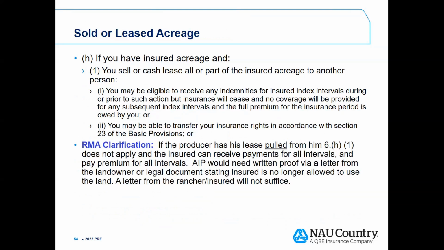Sold or leased ground. This slide and the next one: if a producer has his lease pulled from him and it was outside of his control, and he's going to have to prove that, he can have all indemnities leading up to that point, and adjustments can be made. We can continue to pay it out. But if he cancels the lease, then he would have to pay premium for the entirety of the year and would only have coverage through the interval in which he entered into.